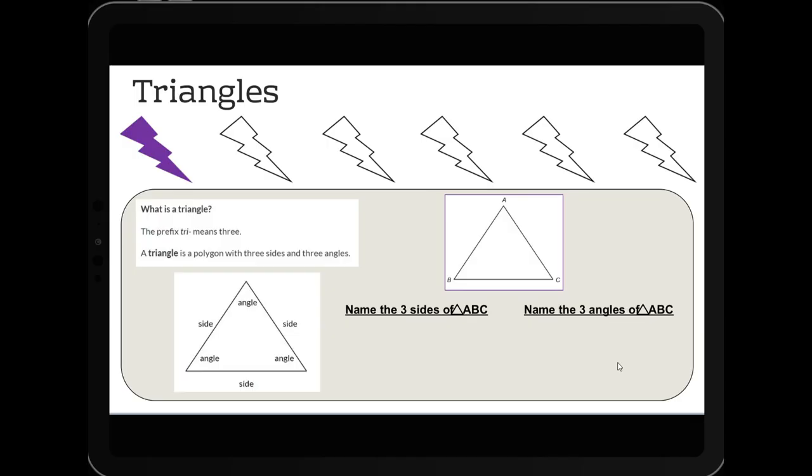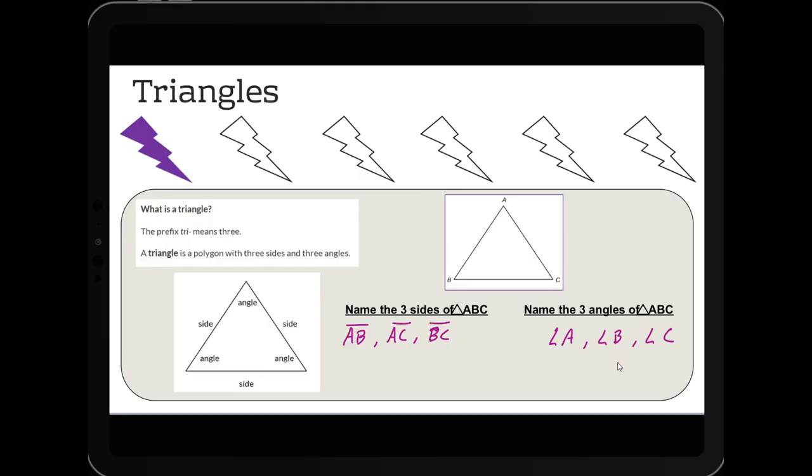If we want to go ahead and name the triangle ABC, the best way to go about doing that is, usually I start with the angles first, and then I go for the side lengths. So here we have angle A, angle B, and angle C. For the sides, we can state that AB is a side length, AC is a side length, and BC is a side length.